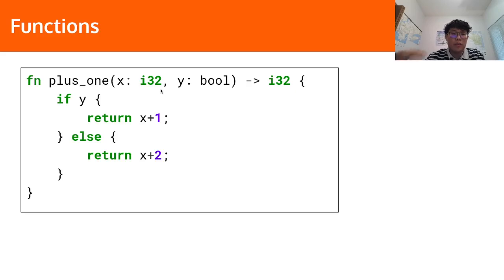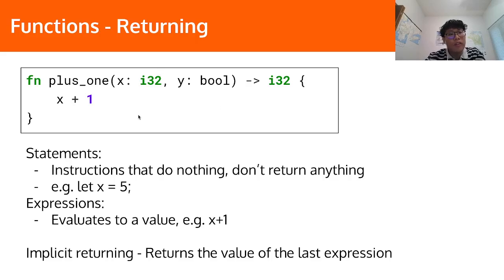Right, so unlike when you declare a variable, the type here for functions is actually mandatory. You have to specify the type, and then this is the return type. So here we have a very simple program, which is if y is true, then we return x plus 1. If not, we return x plus 2, right? A very interesting thing about functions in Rust is that you don't actually have to explicitly use the return keyword.